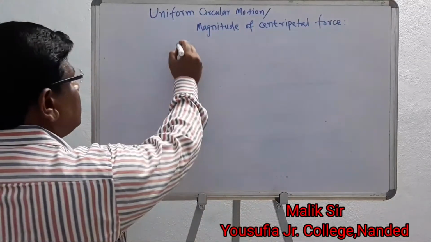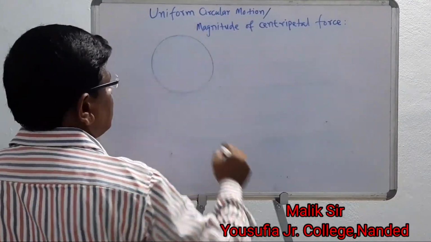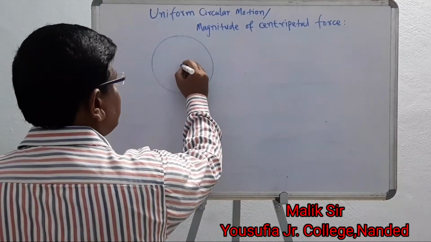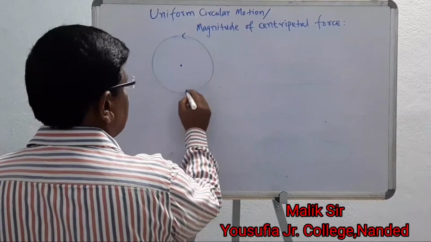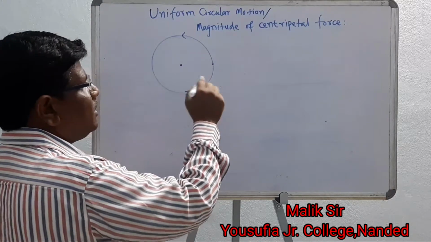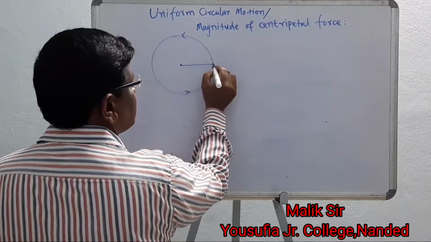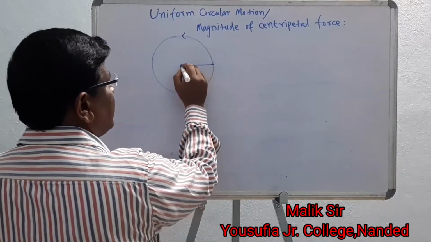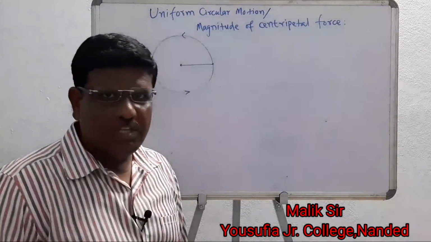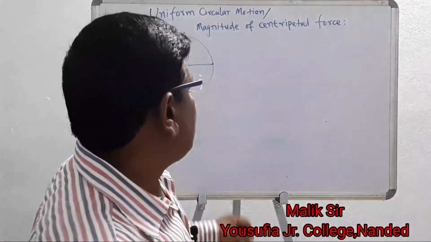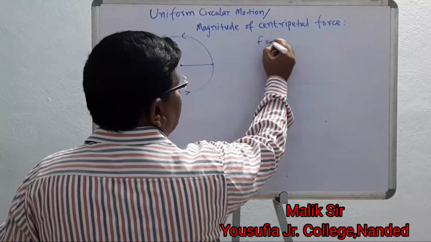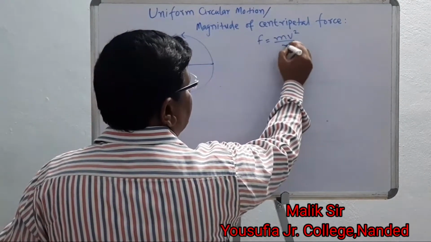Now, the force acting on the object performing the uniform circular motion, if it is directed towards the center, then suppose this is the circle, suppose this is the center of the circle and the particle is performing uniform circular motion, then the force, if it acts towards the center, is known as the centripetal force, meaning the center seeking force. The magnitude of the centripetal force is given by the formula F equal to mv square divided by r.